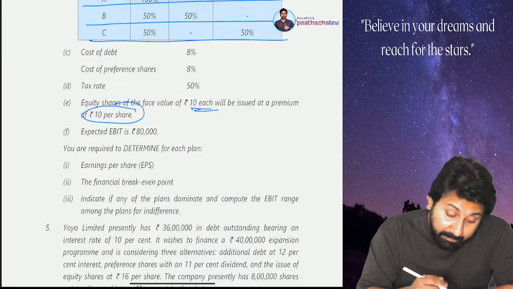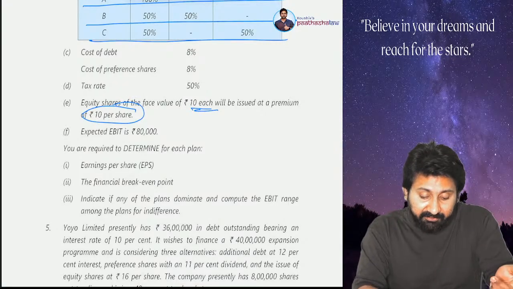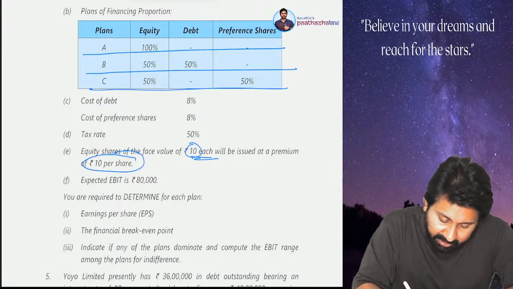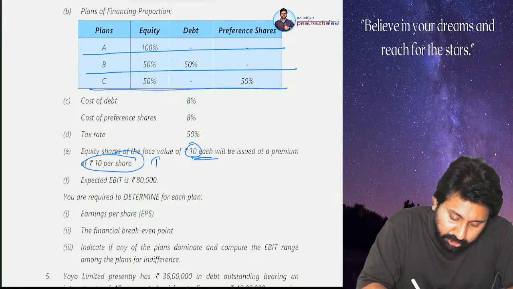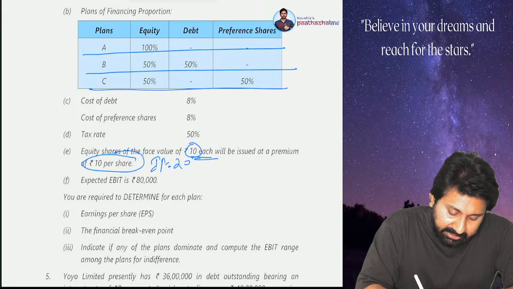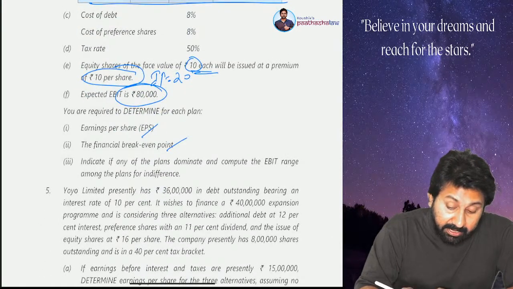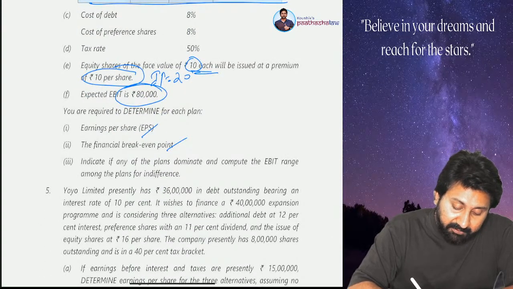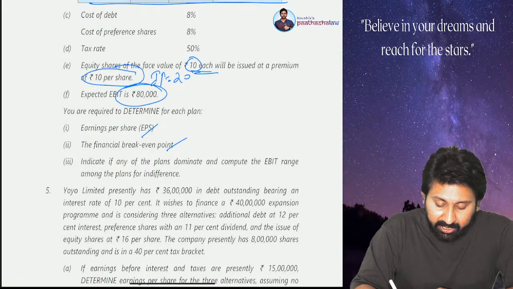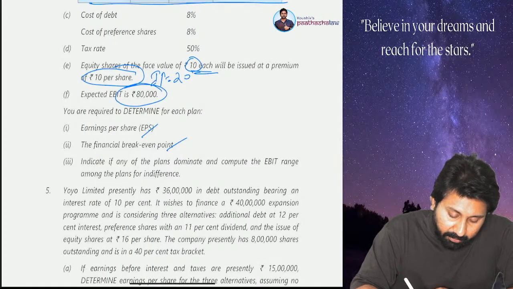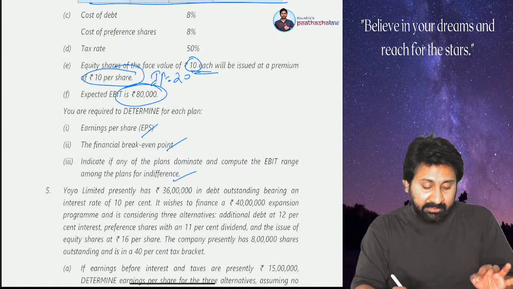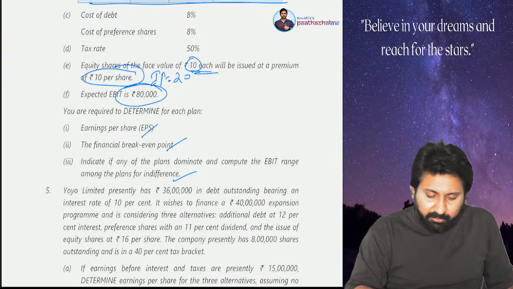Equity shares face value 10 will be issued at a premium of rupees 10. Face value 10, premium 10, so the issue price will be 20. Expected EBIT 80,000. You are required to determine EPS, financial break-even point, indicate if any of the plans dominate, and compute the EBIT range among the plans of indifference. Very, very important question for the exam.